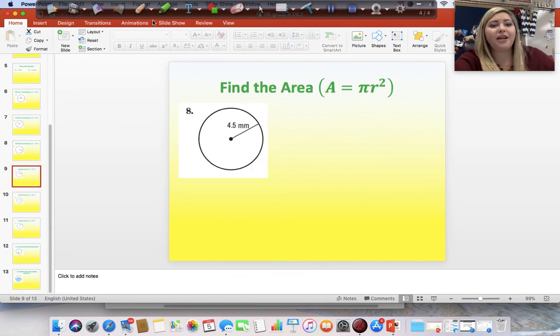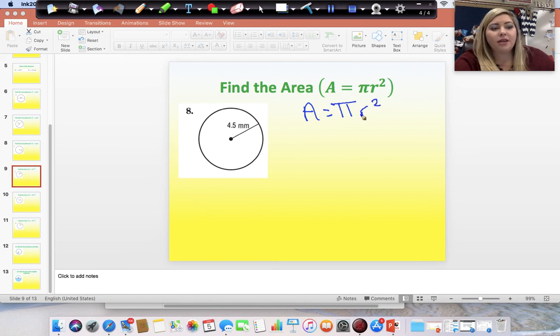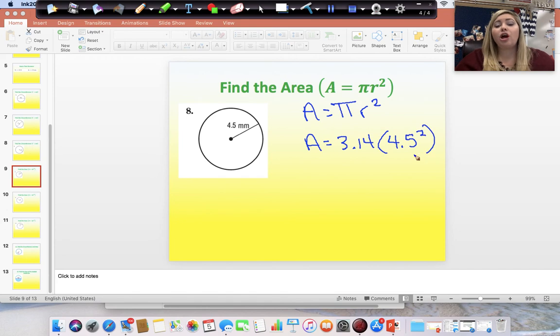Okay, let's move on to area. All right, so our area formula is that the area of a circle is equal to pi times the radius squared. So area is equal to 3.14 times 4.5, our radius, squared. The important thing to remember is that when you're dealing with the order of operations, you have to do exponents before you multiply. So we have to square our radius before we multiply it times 3.14.